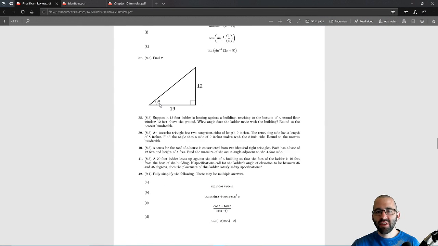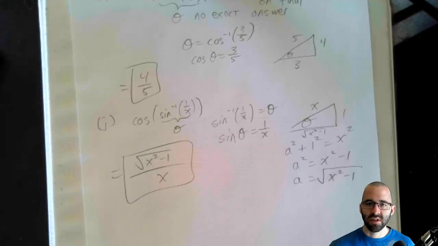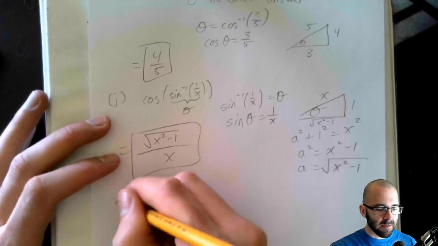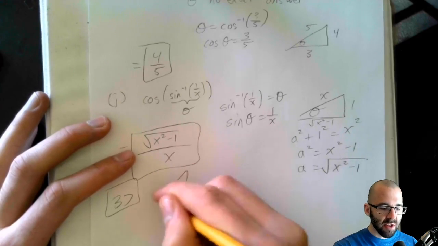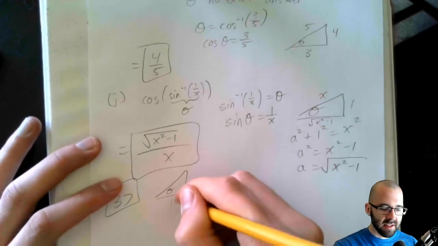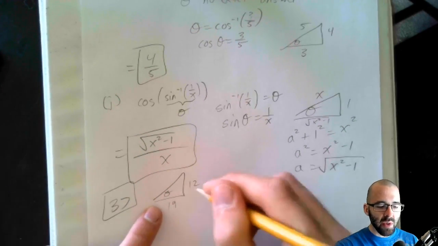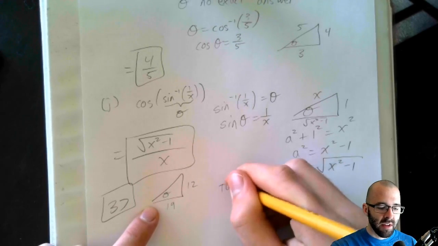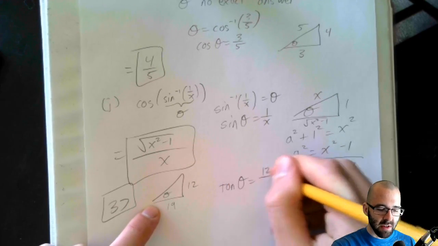Okay. Find theta. These ones were a little trickier this semester than I expected. You just want to set up a relationship and then use inverse functions. Okay, so like you have a triangle like this where this is theta, this is 19, this is 12. Start with what you know with trig, that the tangent of that angle is 12 over 19.